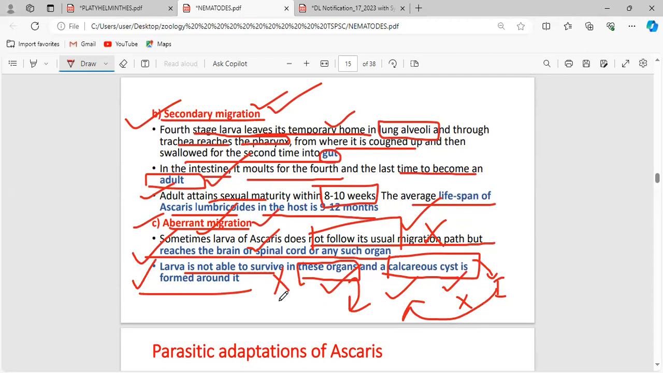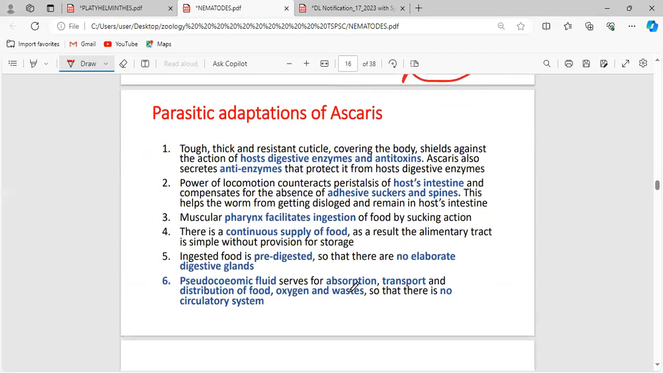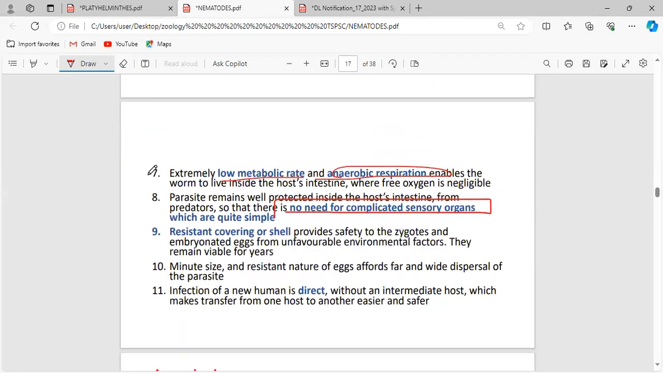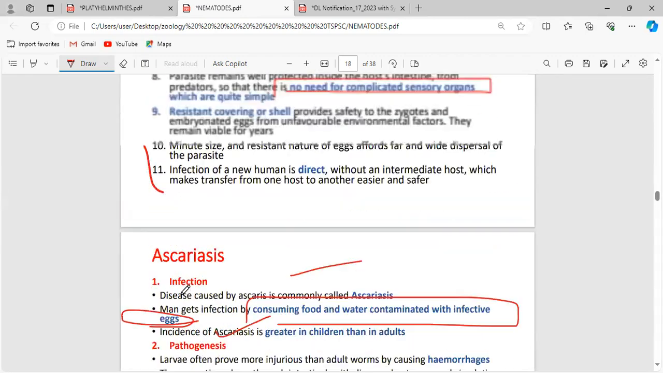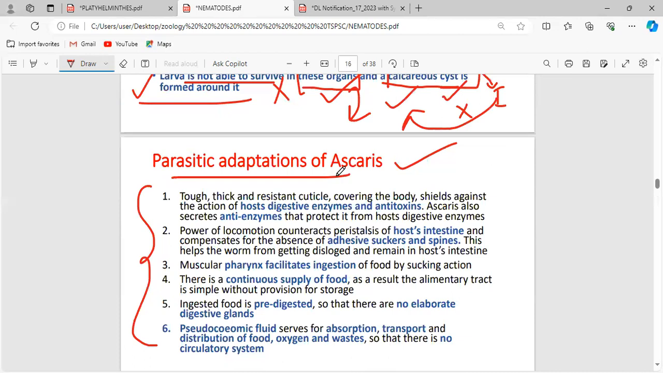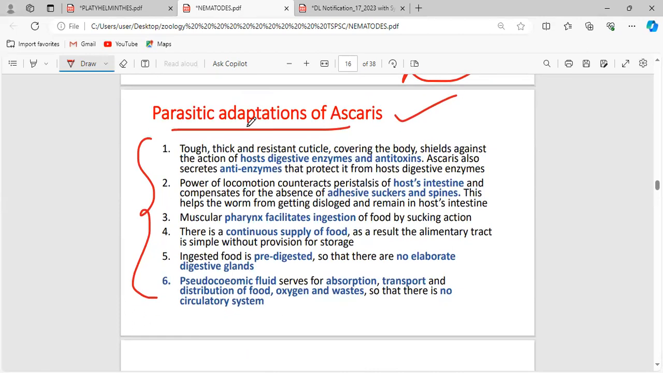If it deviates from this usual path, then it is said to be an aberrant migration. Clear? Parasitic adaptation of Ascaris. Now, how are they going to cause infection to the host? These are all mentioned here.